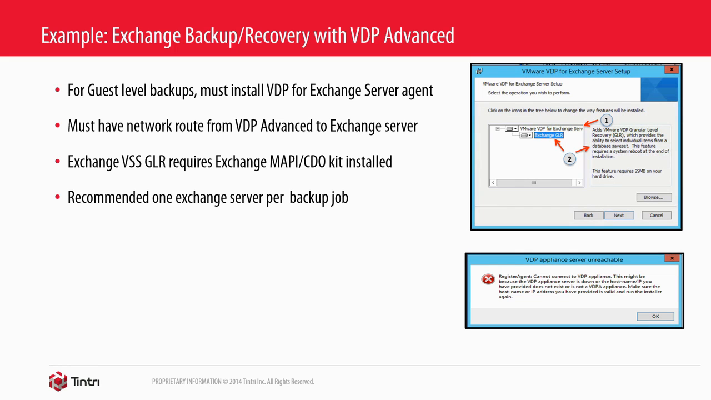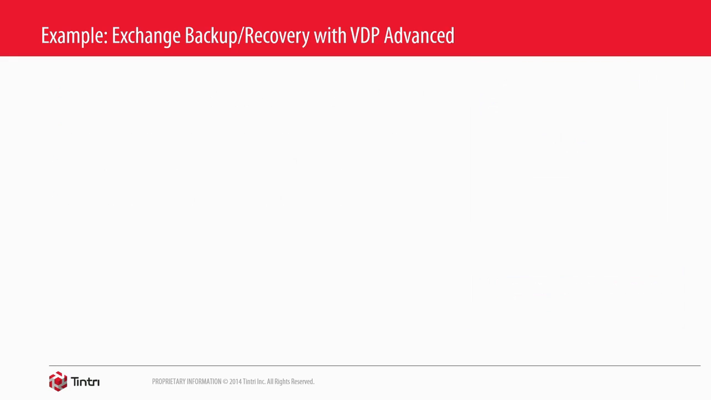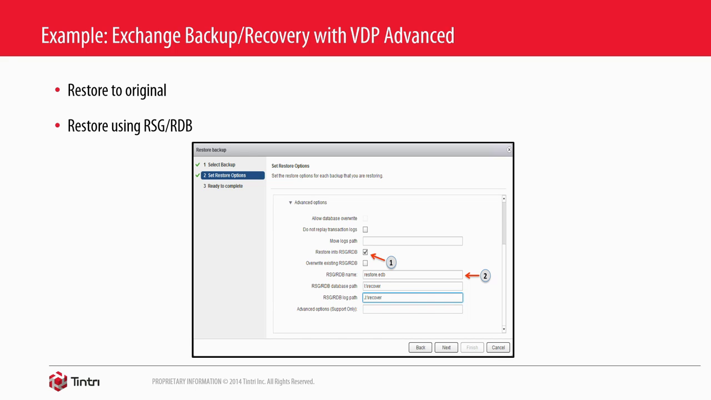And then it's also recommended that even if you have multiple Exchange servers, you should back up each of those Exchange servers as its own backup job. It supports restore to original and restore using the restore storage group or recovery database. So the recommendation is don't restore it into a production environment. Restore it to your recovery database or recovery storage group. That way you don't affect your live data that's in production, right?